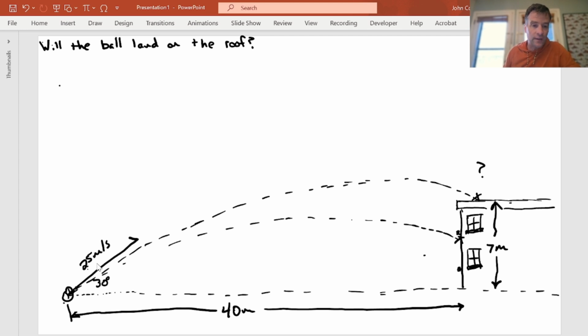All right, so the first thing we have to do is break the 25 meters per second into its components. So I'll draw that up here. Multiplying the 25 meters per second times the sine of theta, sine of 30 degrees, you should get 12.5 meters per second. And then multiplying 25 by the cosine of 30 degrees, you should get approximately 21.7 meters per second.